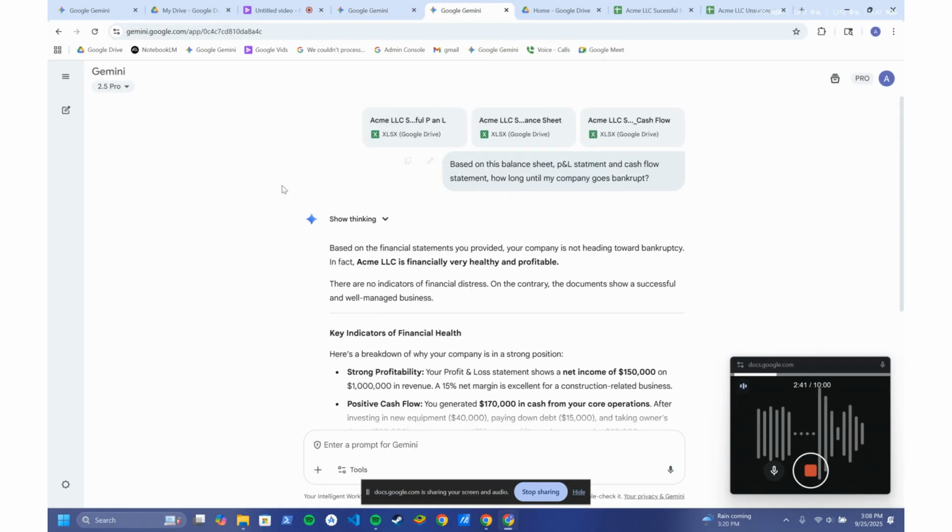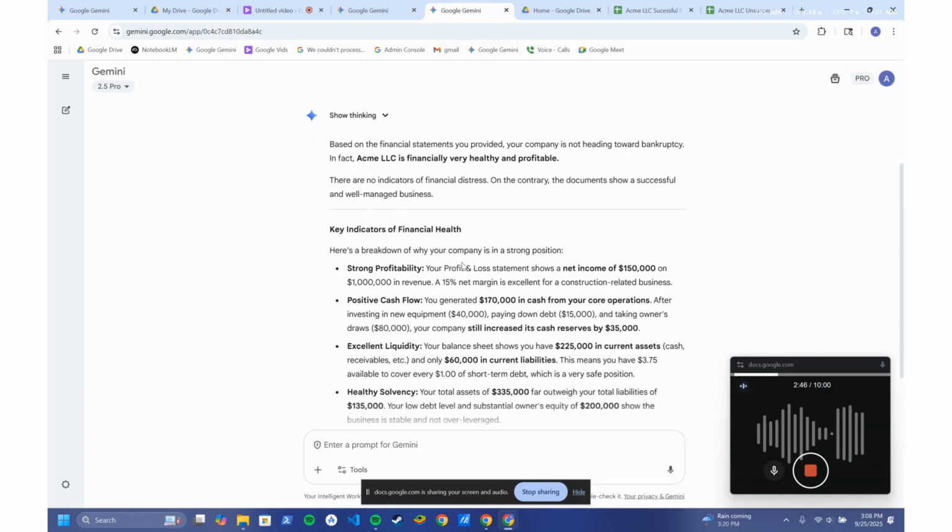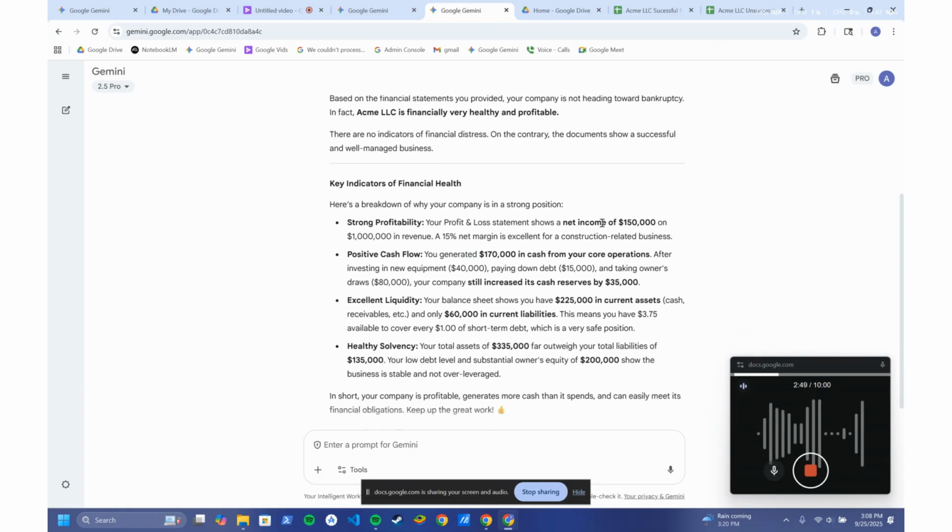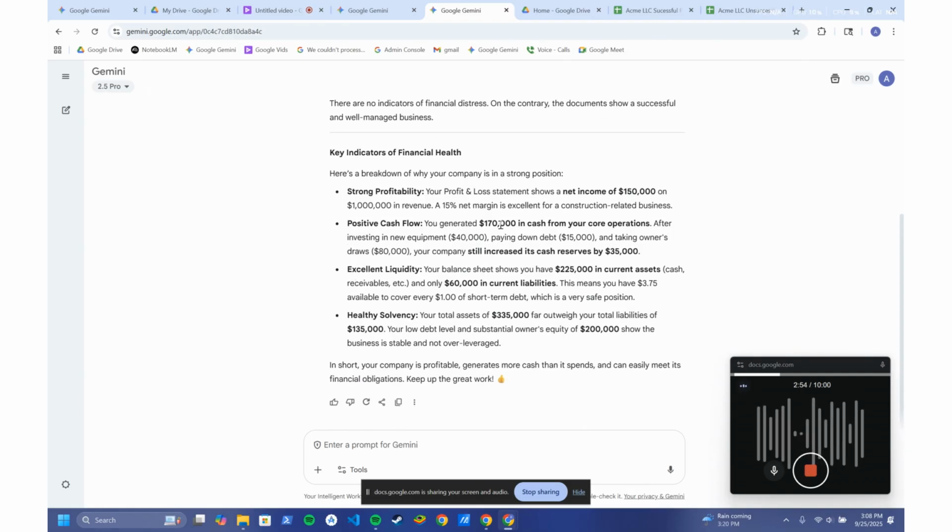Whereas our successful company, you can see AI tells you it's financially very healthy and profitable. It likes the net income of 150, obviously. Positive cash flow, 170 from operations is great. You paid yourself an owner's draw of 80,000. So when you're paying yourself, that's always good. And in addition to paying yourself for your own work, you're giving the business $150,000 too. So you really made yourself 230,000 this year.